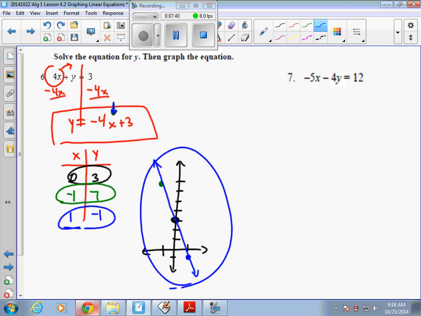Number 7, we are again solving for y, and then we're graphing it. So in order to solve for y, you need to get y by itself. This is going to be a two-stepper, unlike the last one. Move negative 5x over by adding 5x. If you do it to the left, do it to the right. That doesn't give you 17x. Remember, they're not like terms.